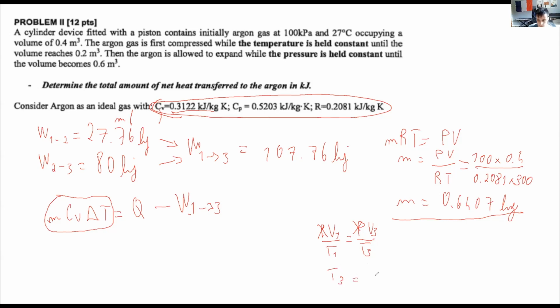T3 is equal to V3 times T1 divided by V1, and V3 is 0.6, T1 is 300 Kelvin, and V1 is 0.4. That should give you 900 Kelvin. Or, that value doesn't seem correct. Wait, give me a second.